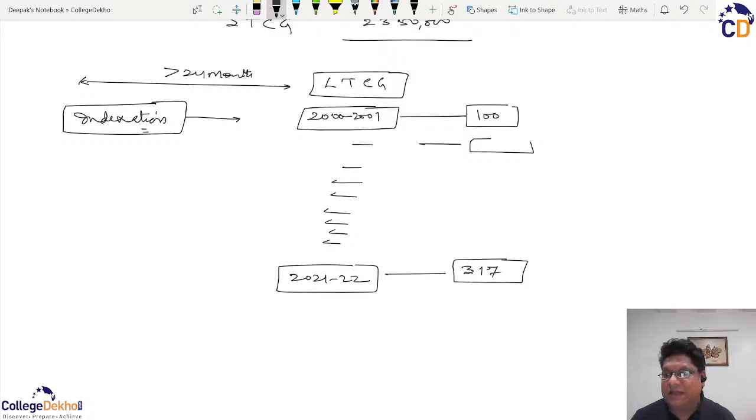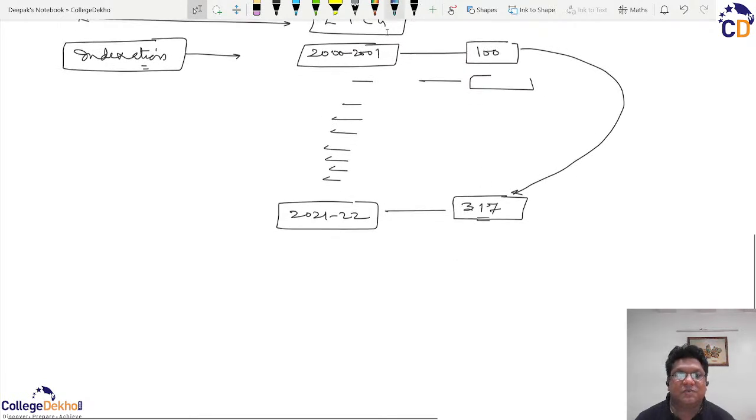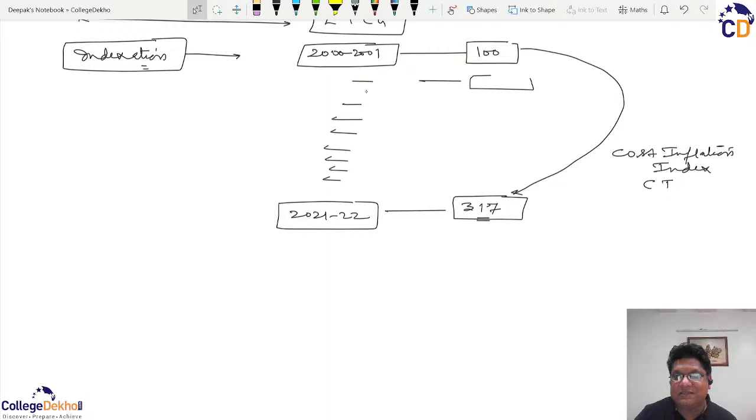So what it is actually denoting is that the amount which was worth 100 in that financial year is equivalent to rupees 317 in our current previous year. So there is a specific value, and this value is known as cost inflation index, simply known as CII.